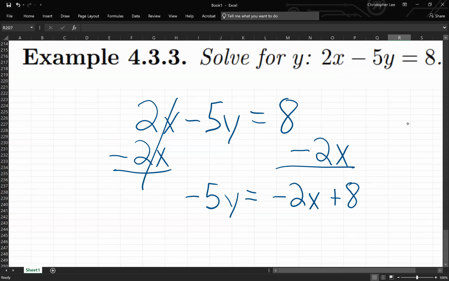Okay, we got 5. Close. Give me a better answer. What's in front of the y? Negative 5. Now we're talking. And then everything gets divided by negative 5, just like that. All right.